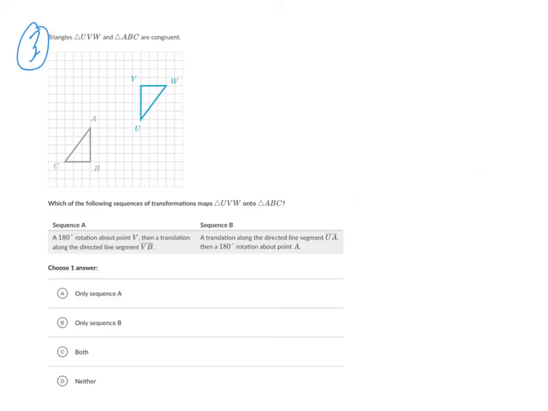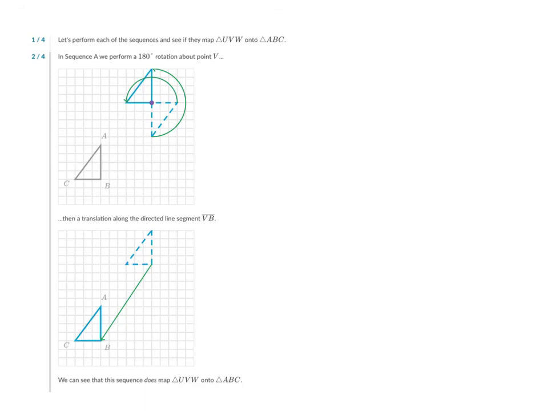Question number 3. I'm going to go ahead and look at sequence A. It says in sequence A we perform a 180-degree rotation about point V. So here's point V, rotating it 180 degrees. So this point goes all the way up here. This one will go all the way over here. And then a translation along the directed line segment VB. So this is where V, and it slides down here. We notice that these are the exact same shape now. You can't see the gray triangle anymore because it lays perfectly on it. That means that sequence A does indeed work.